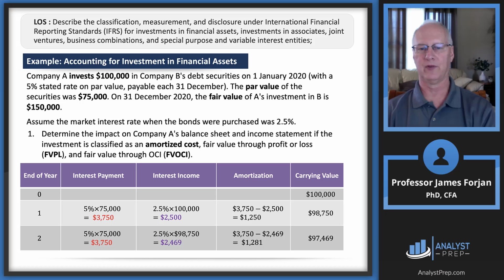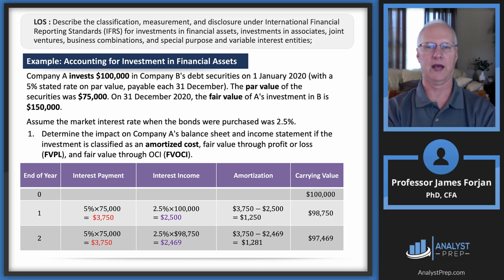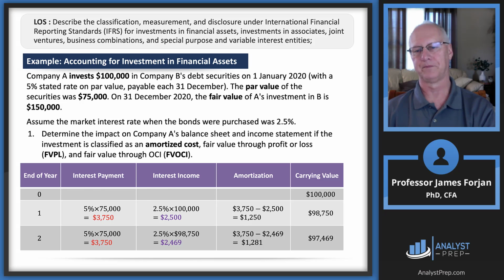And of course, the difference is in the interest income, which has to be less. So we're taking the same 2.5% times the 98,750, which is our carrying value at the end of year 1. So that gets us, what's that number? 2,469. So you do the amortization and the carrying value right there.